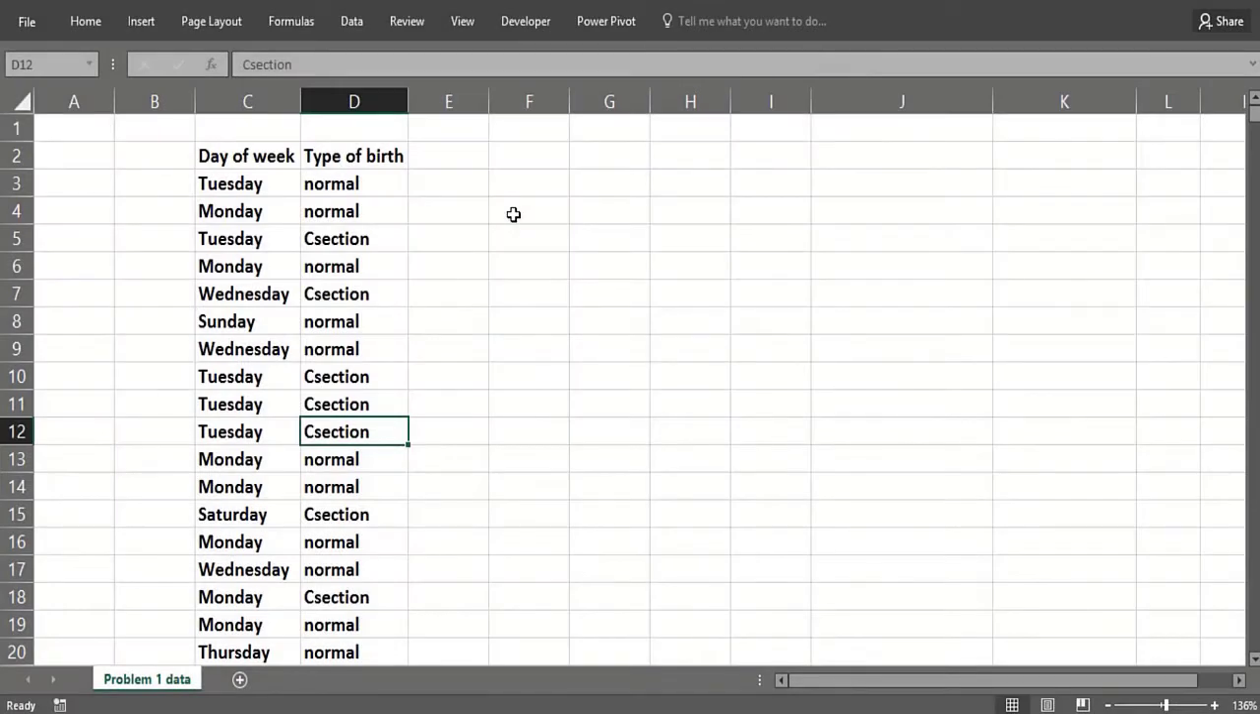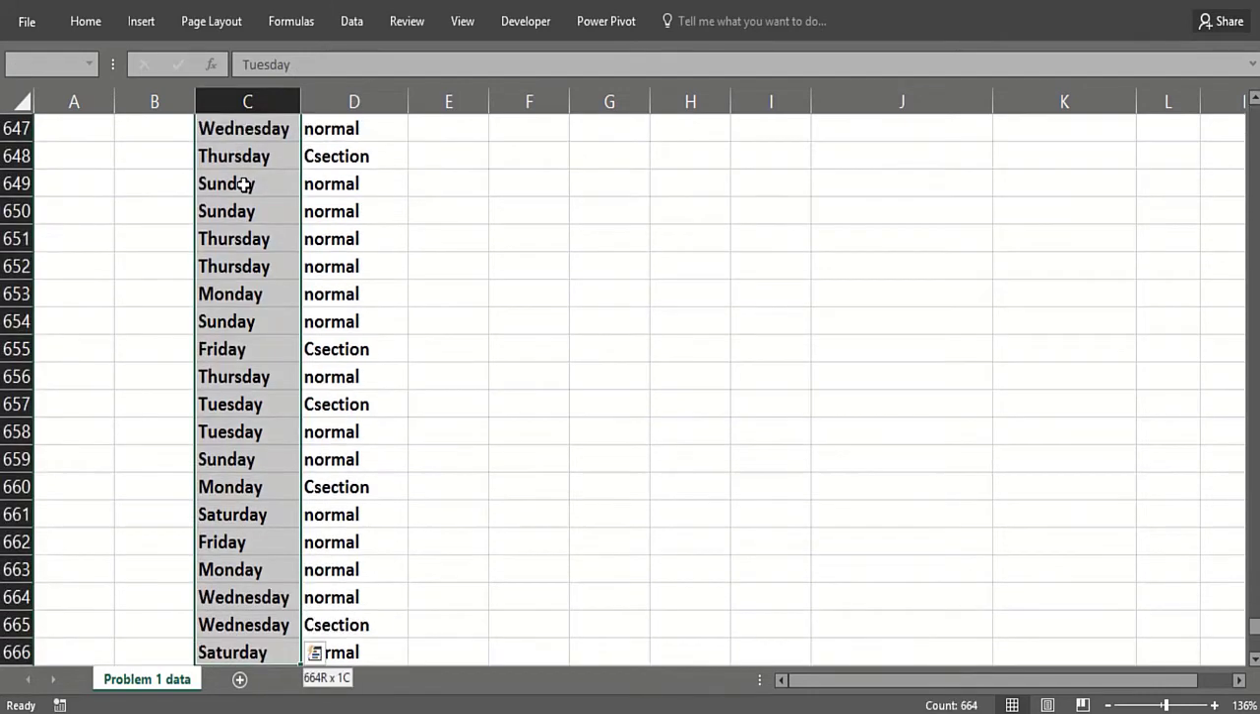Let's use pivot tables to analyze births at your local hospital. This is based on real data. So what we have is the day of the week of the birth, was it a normal birth or was it a C-section birth? And we want to see if there are more births on certain days of the week or fewer births on other days of the week.